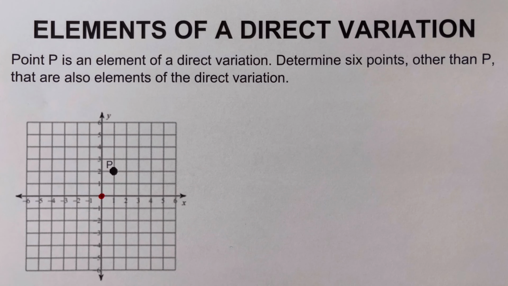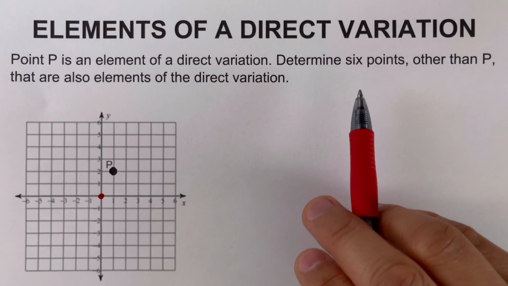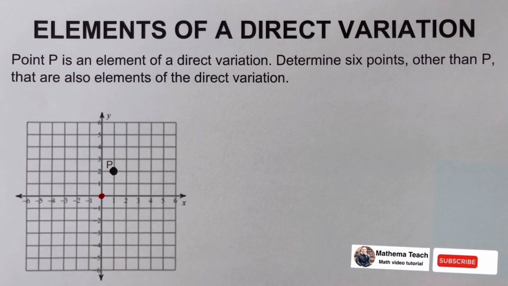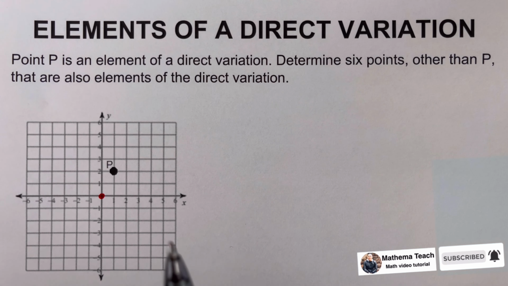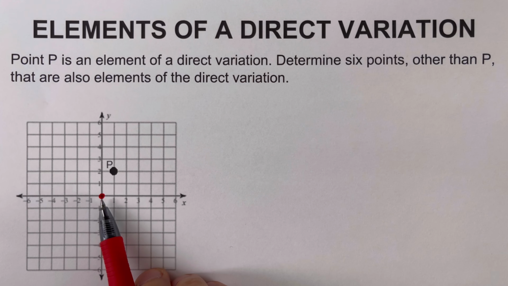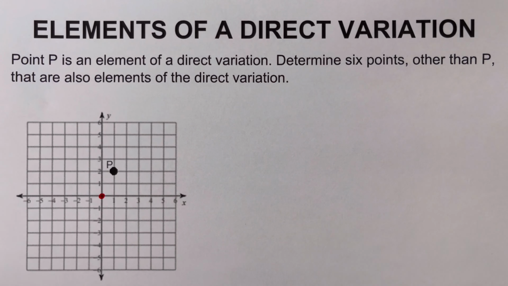So we already have 2 points. Again, we are supposed to determine 6 other points other than P that are also elements of the direct variation. The condition to tell that it's a direct variation is that it crosses through the origin 0, 0, and it forms a straight line.